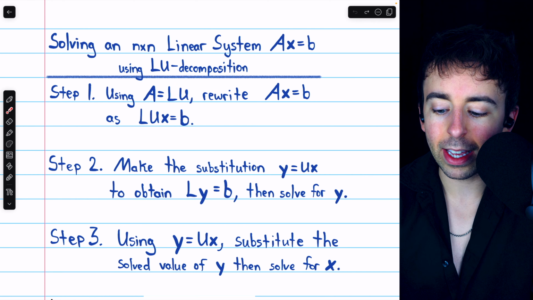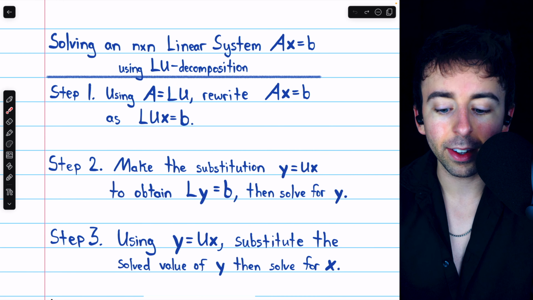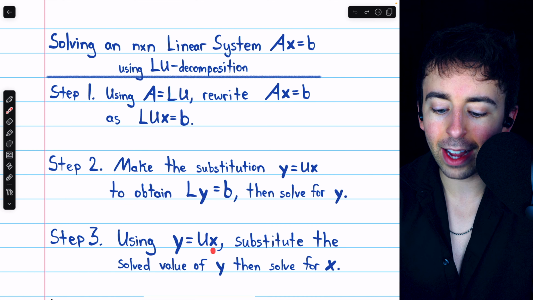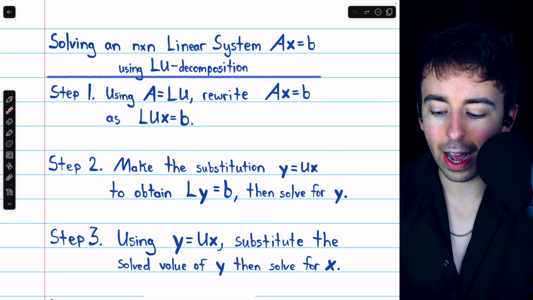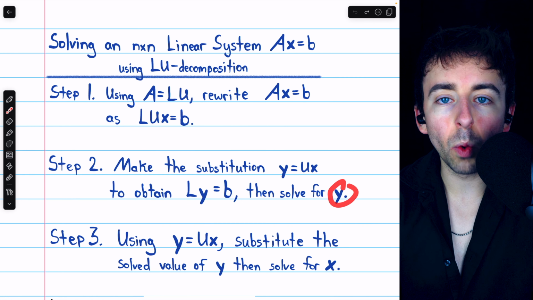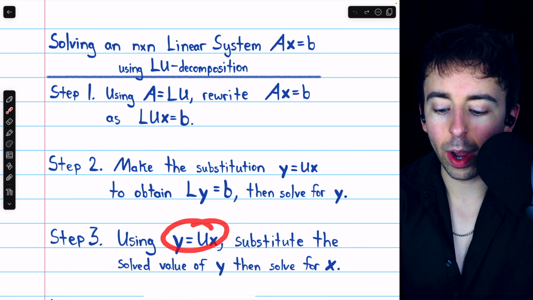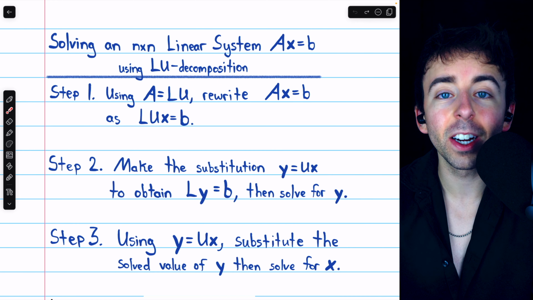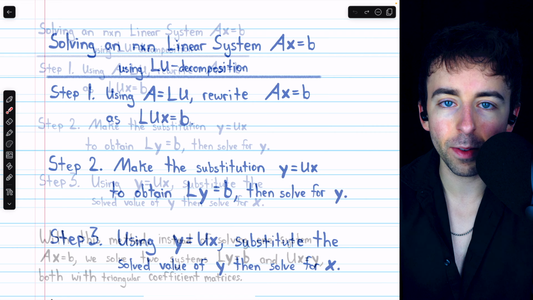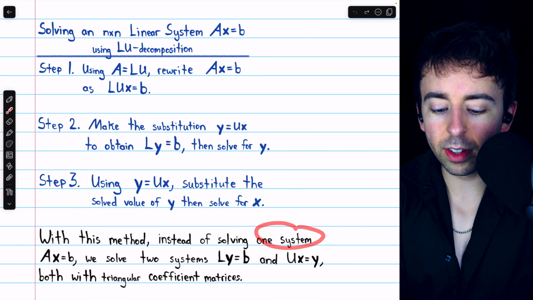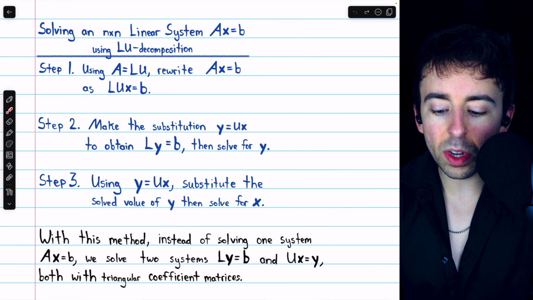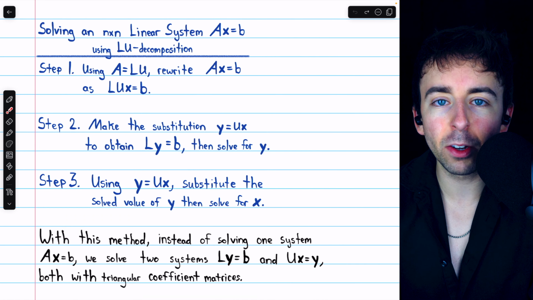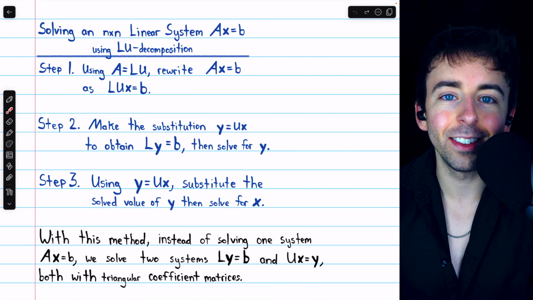Once we know what Y is, well, that's U times X. So we can solve Y equals U times X for X, now that we know those values of Y, thus solving the system. In total, instead of solving the one system AX equals B, we solve two systems which each have triangular coefficient matrices and thus are quite easy to solve.